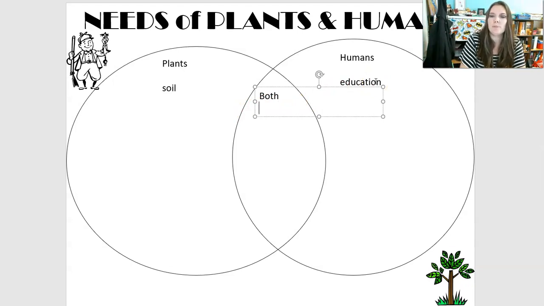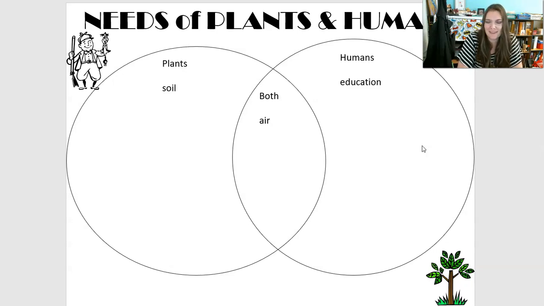And I know that both humans and plants need air. And I know there's some specific things about which one each of those need. We're going to talk about that next. But there's a start for you. So go ahead and you're welcome to use those and add those into your Venn diagram. And then continue to come up with ideas. One idea in each section of the Venn diagram.